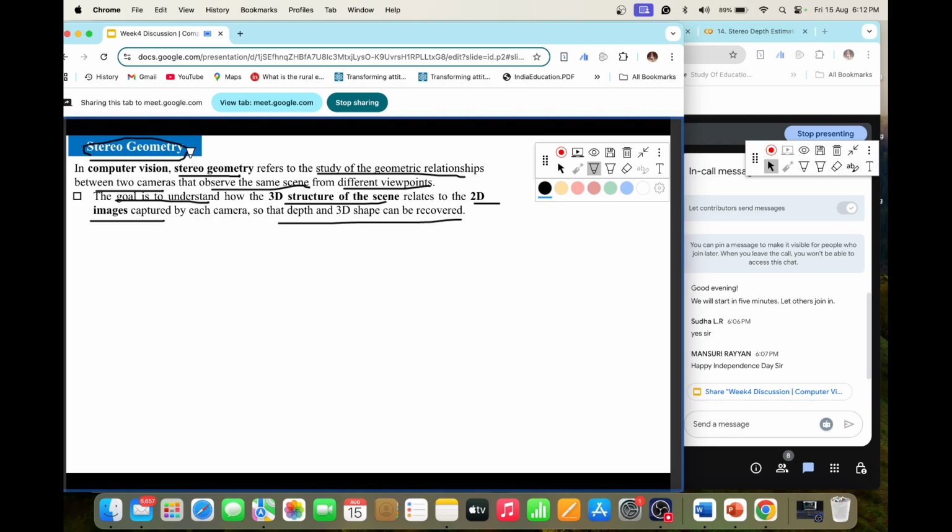What is stereo geometry? We are using two cameras that will observe the same scene but from a different viewpoint. Why? Because to recreate the 3D structure of the scene so that we get the 3D depth as well as the 3D shape. Okay, so that is stereo geometry.